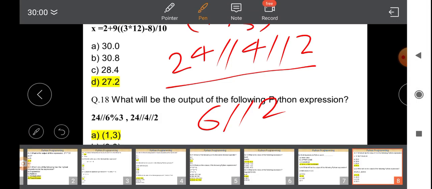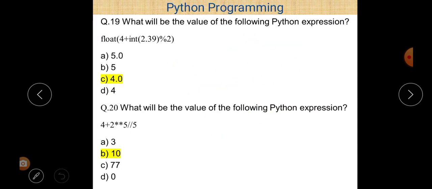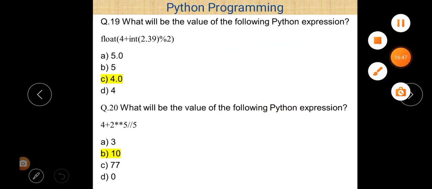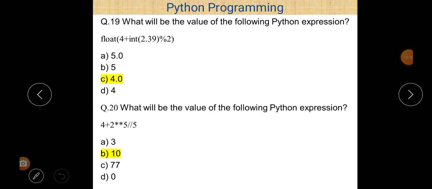Okay, now let us take another question. Question number 19. What will be the value of the following Python expression? float 4 plus int 2.39 and 2.39 modulo division 2.